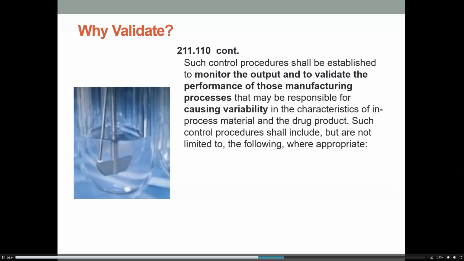So in the characteristics of the in-process material and the drug product, such control procedures shall include, but are not limited to, the following where appropriate. So these are the typical type of tests you would do. So you would check the tablet or the capsule weight variation. If you have a significant degree of weight variation between tablets or between capsules, you are going to obviously be having an issue somewhere along the lines with the amount of API that you have in your drug, and your content uniformity across your batch won't be good.